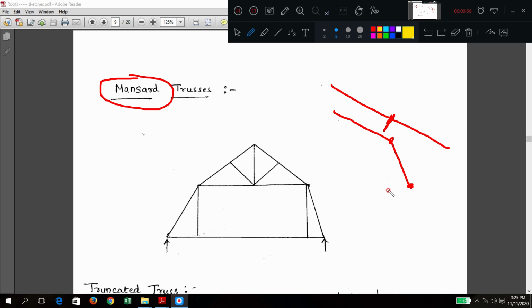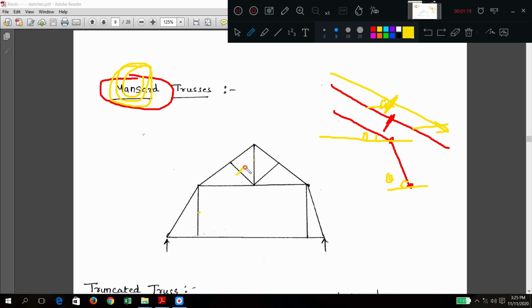Are you getting this point? This angle theta and this angle theta, are they the same? No, these two have changed. So one direction slope itself is broken into two, and the two broken slopes have two different angles. That is why we call it a mansard truss. Here also you can have combinations: king, queen, struts.